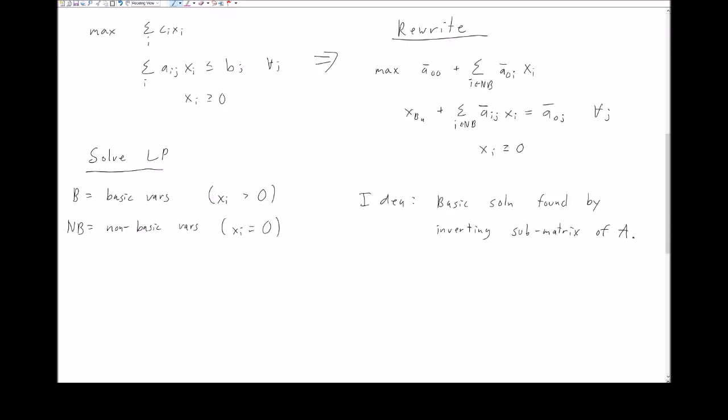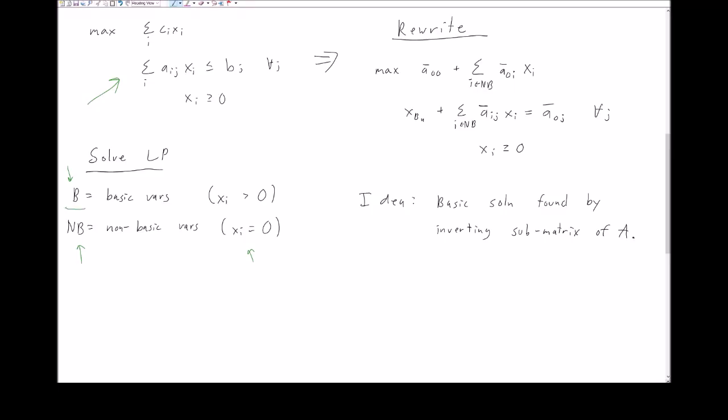To understand this algorithm in a little bit more detail, we need to understand a little bit about basic feasible solutions. Whenever we solve some linear program, and in particular the linear program we're interested in, we end up with a basic solution. In a basic solution, there's a set of variables, which we're going to index by b. These are the basic variables, and these are the variables that have a positive value. The other variables are the non-basic variables, and the non-basic variables have all of their x's set equal to 0. Basic feasible solutions are an integral part of linear programming.